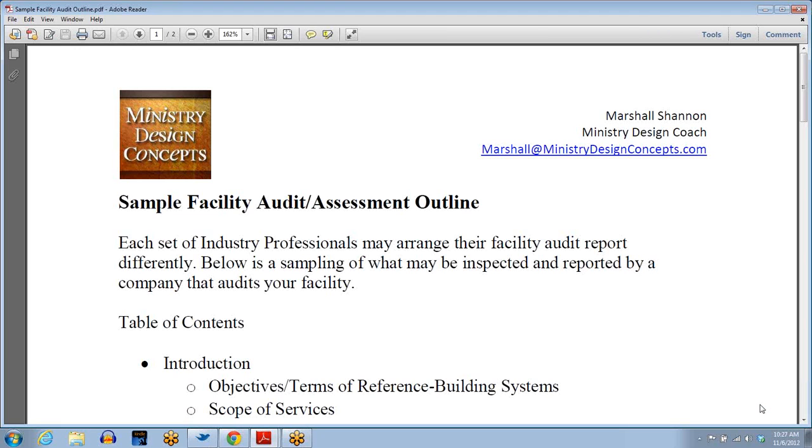We're going to be talking about facility audits, facility assessments, as some prefer to refer to them. And I'm going to give you two documents that I want to review with you that are available on our website.